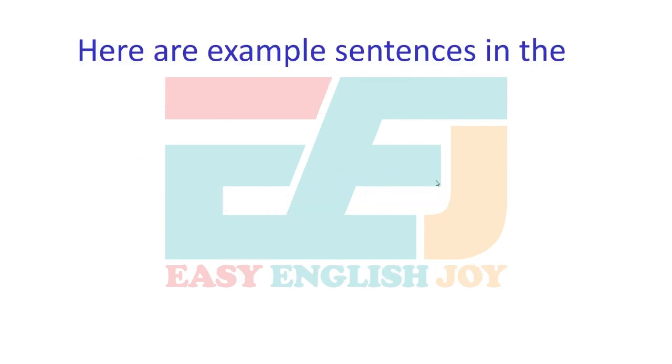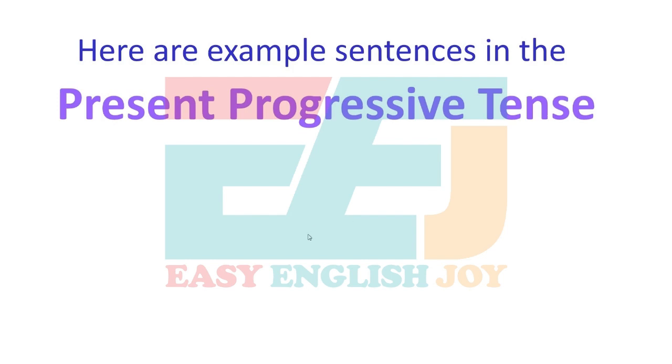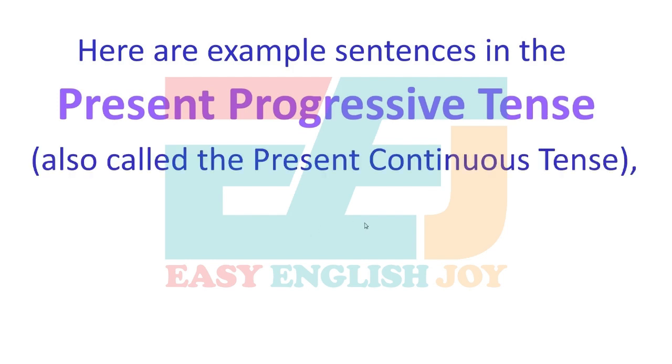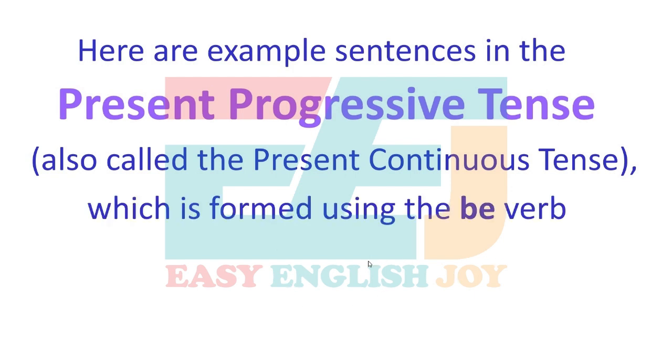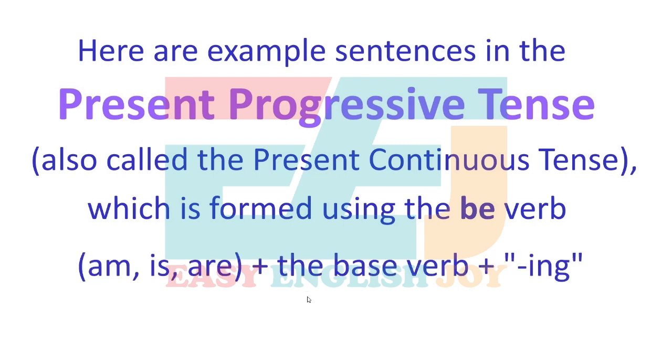Here are example sentences in the present progressive tense, also called the present continuous tense, which is formed using the be verb am, is, are plus the base verb plus ing.